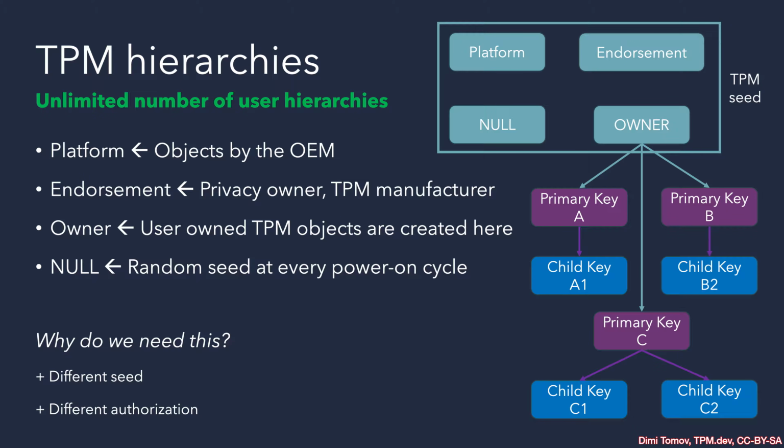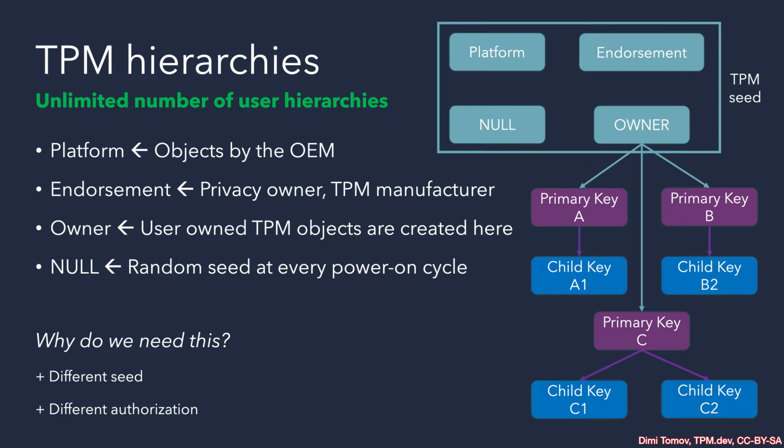The last hierarchy is more special than the others in that its seed is never the same. The so-called null hierarchy is seeded at every power cycle of the TPM. This means actual power off and power on. If you just put your computer to sleep, there's no guarantee that the seed will change. But if you turn it off completely and then start it again, then the TPM guarantees that the moment it has voltage, it has power, it will be seeded differently. This is used to generate temporary keys that are used one time only.